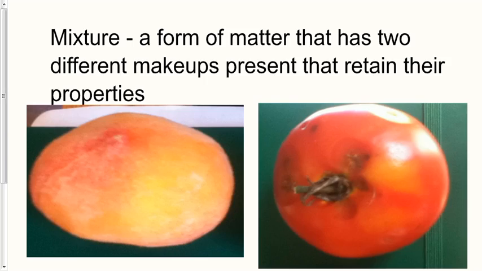Now, the next thing is a mixture. A mixture has two types of matter present. It says there are two different makeups, and they retain their properties. When you put them together, they keep their identity. They don't change into something else. You look at these pieces of fruit. You can see there are different colors within the texture of the fruit, and that means basically that there are different things within the fruit of different chemical makeup, like two different colors, basically. It'd be even more apparent if you cut the fruit open.